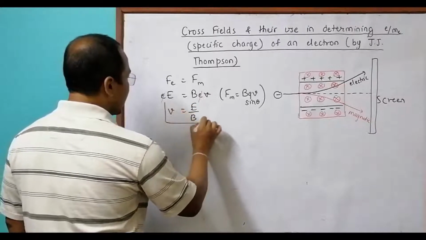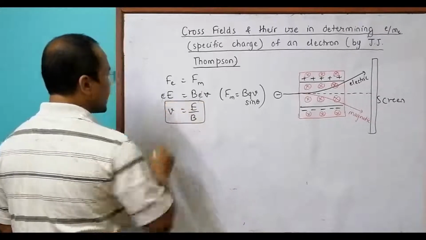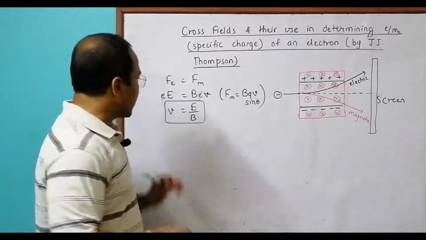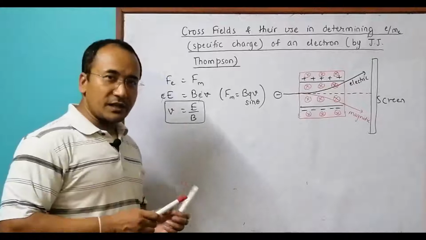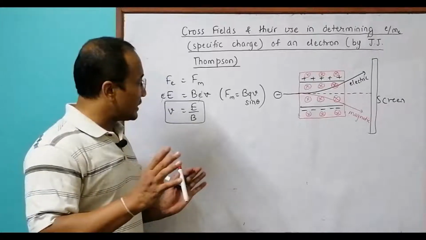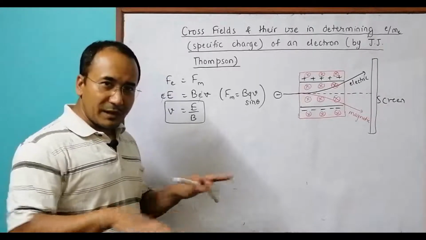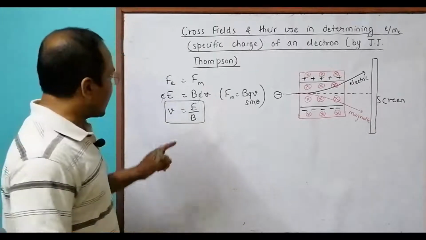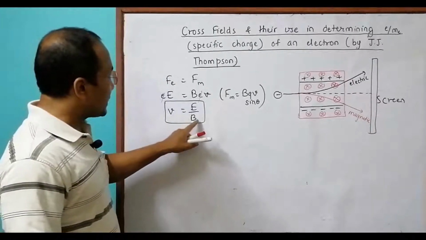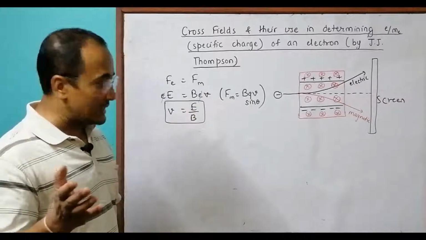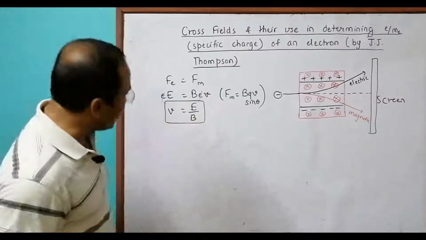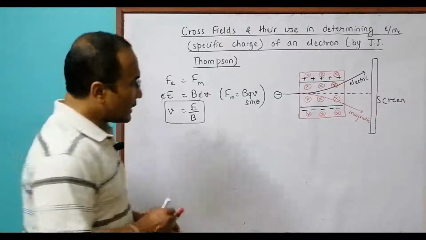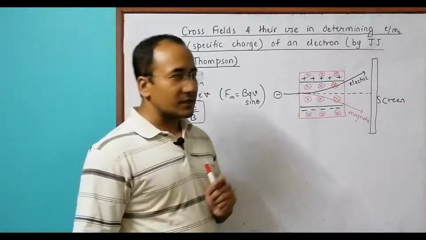So this is a revolutionary equation of those days, because he did not need any other method to find the velocity of the electrons. Simply you make the forces balance. You make the electrons go undeflected. At that time the value of B is known and the value of E is V by d. So the ratio of E and B gives the value of velocity. So that was easy.